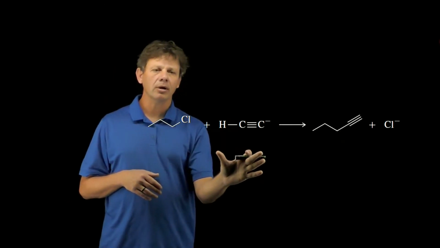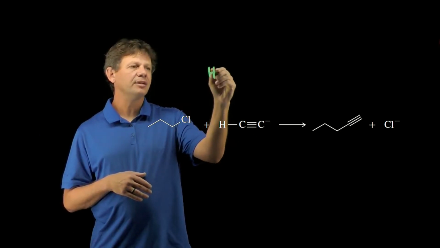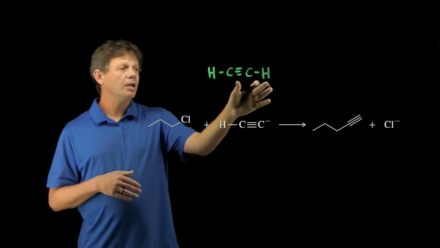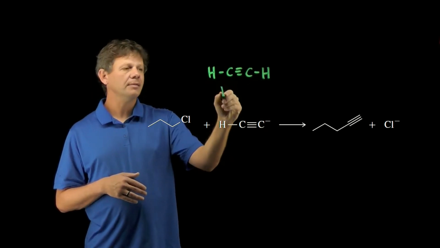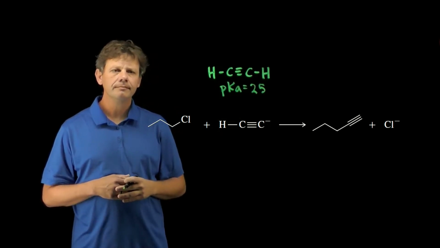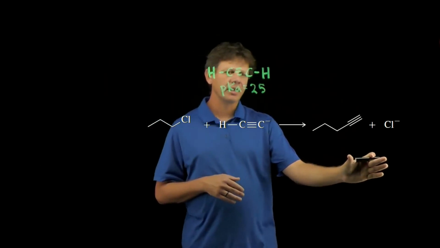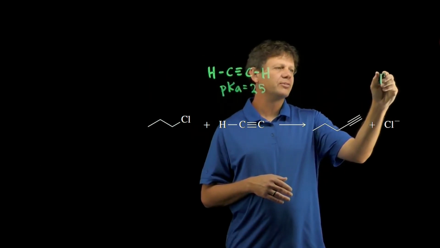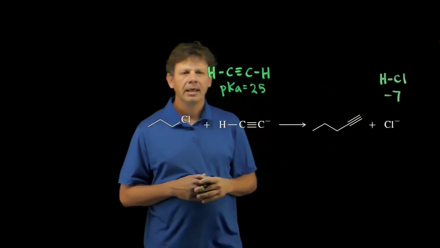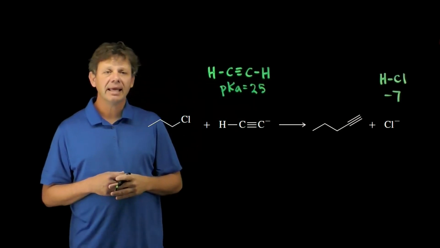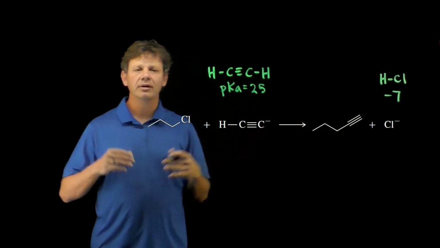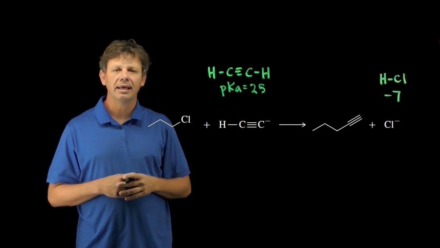Well, if we take our acetylide and look at its conjugate acid, we can start to think about how much it's going to be favored. So the conjugate acid of acetylide is acetylene. It has a pKa of 25. If we look at the pKa of the conjugate acid of chloride, which is HCl, it has a pKa of -7. And so there's a difference in pKa units of 25 minus -7, or a difference of 32 pKa units.